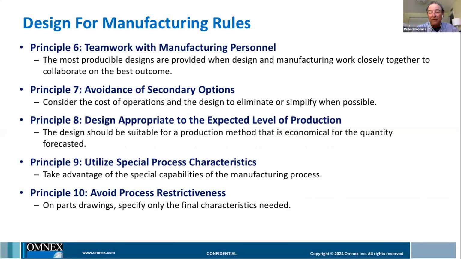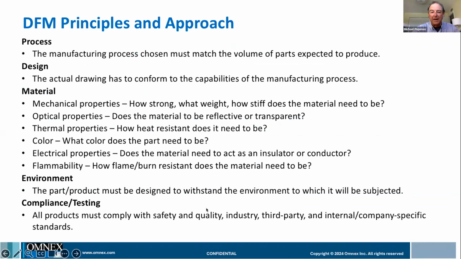Avoiding secondary operations. Once again, get that other stuff out of there. Expected level of production: design your manufacturing system to the level of production you're making. Is it 1 million a year or is it 1 a year? Special process characteristics, what are they? Key in on those critical, special characteristics. Those are the ones you want to talk about hitting nominals for and having appropriate tolerancing, right? And then, of course, from the design side, don't tell us how to make it, tell us what to make, and then work together on making that optimal.